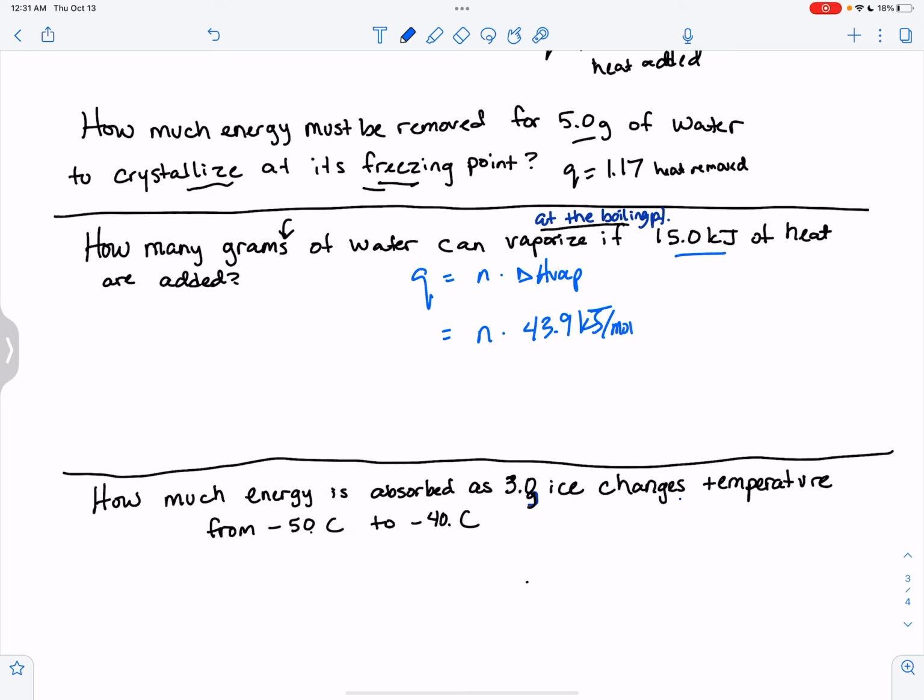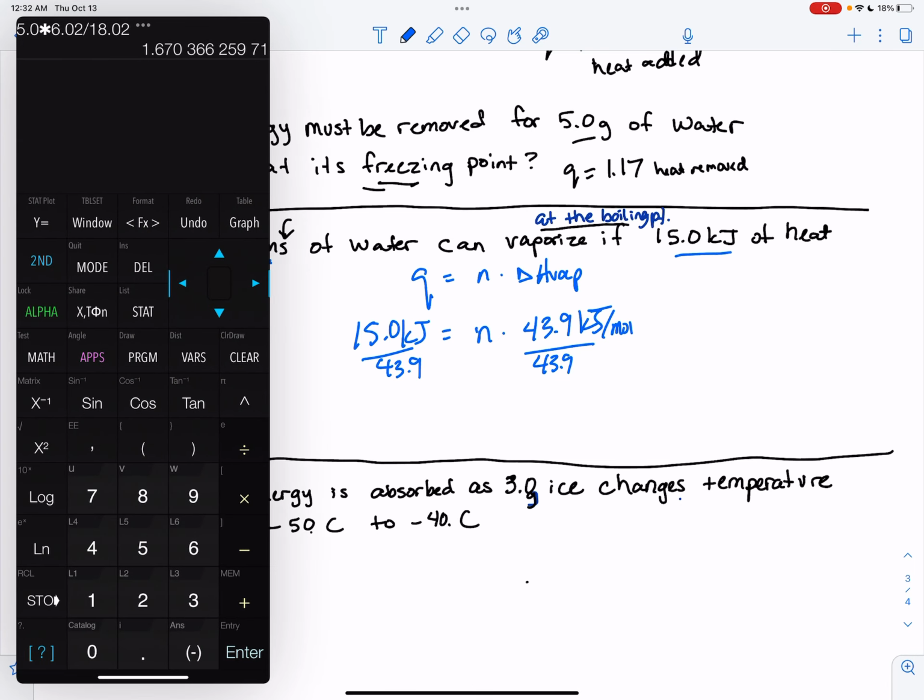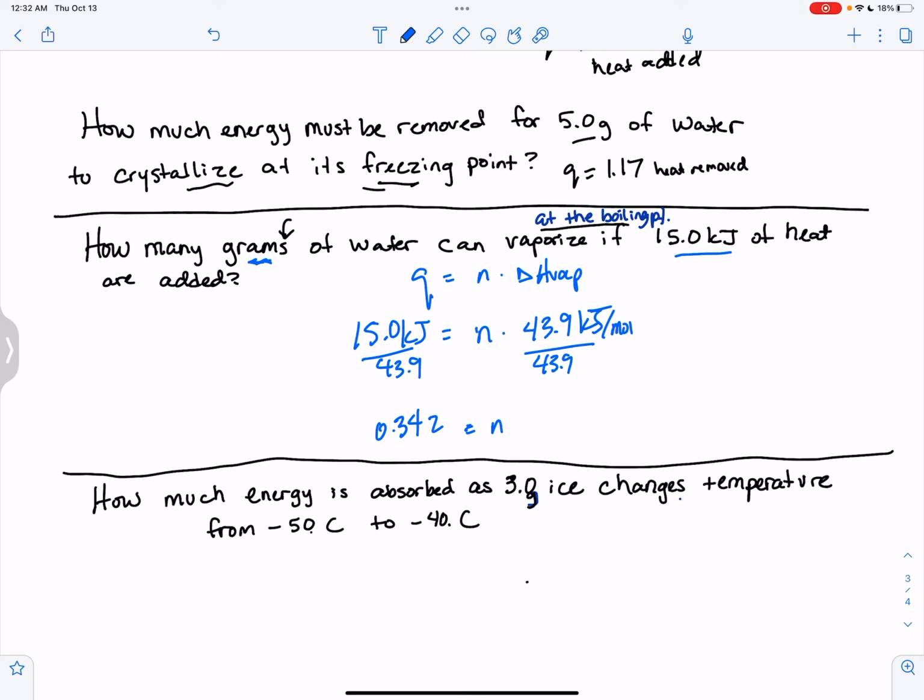And this one is giving me kilojoules. So if you're not sure of a number, look at the unit. That one is kilojoules of heat, 15.0 kilojoules. To get n by itself, notice that n is moles, but I can always get moles to grams with the molar mass. So I'll divide both sides by 43.9, and then I'll bring this over. 15 divided by 43.9 is going to get me 0.342. That's my moles.